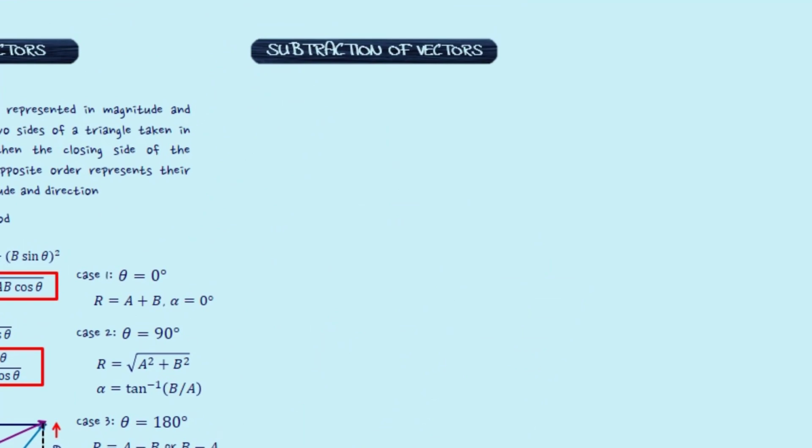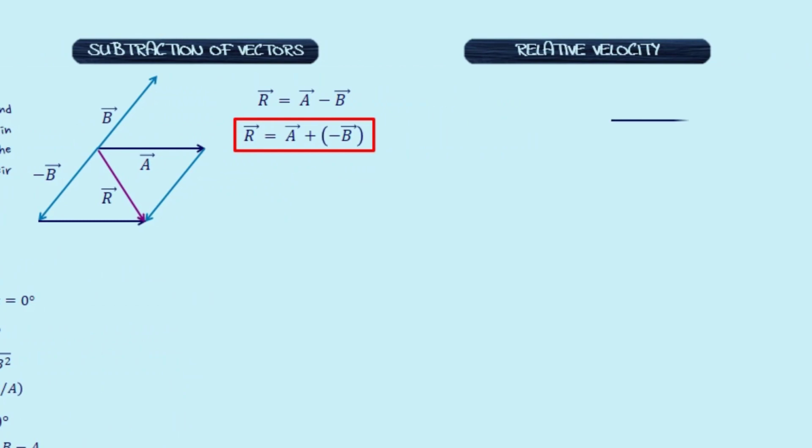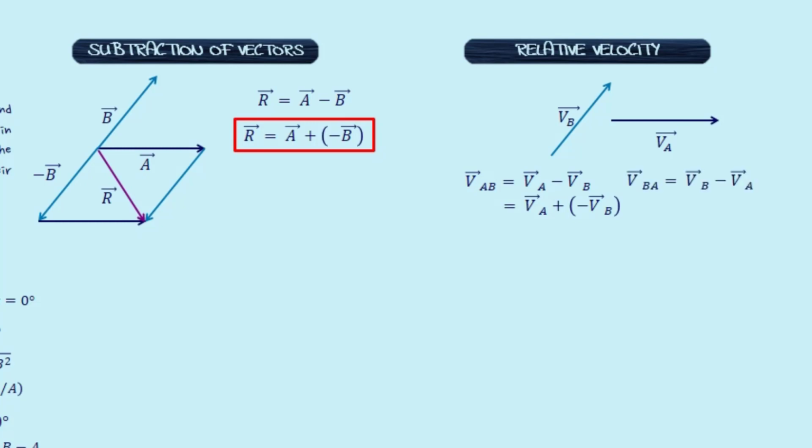Actually, in this case we add two vectors, but before performing the operation, the direction is reversed for the vector which needs to be subtracted. The rest of the operation can be performed either by triangle or parallelogram law. Next, we have relative velocity. Suppose two objects A and B are moving with velocity VA and VB respectively. Now velocity of A with respect to B can be evaluated as VAB equal to VA minus VB. Similarly, the velocity of B with respect to A can be calculated as VBA equal to VB minus VA.